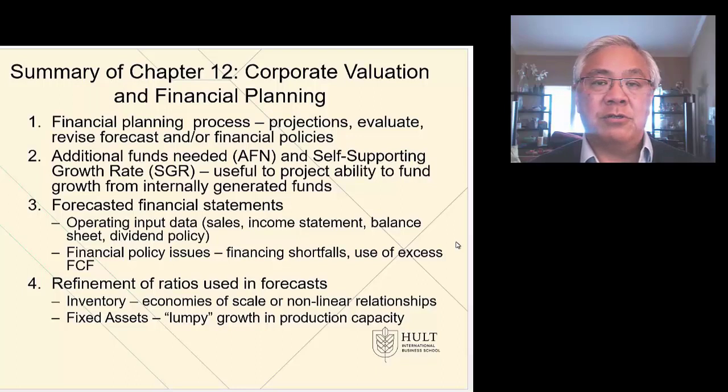We saw and learned two new tools, the AFN, which is additional funds needed, and also the SGR, sustainable growth rate or self-supporting growth rate. They are useful just to look at where we are right now and what percent we can grow without straining our balance sheet, that's the SGR, or how much we want to grow and how much cash we will need to raise in order to comfortably maintain our current balance sheet relationships.